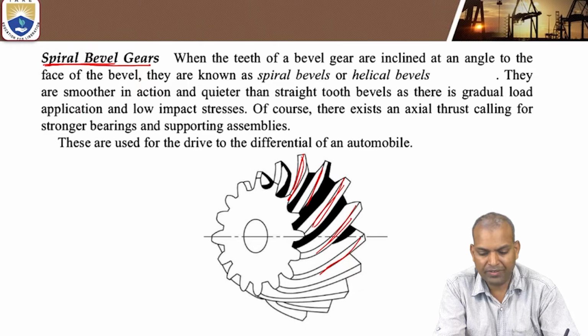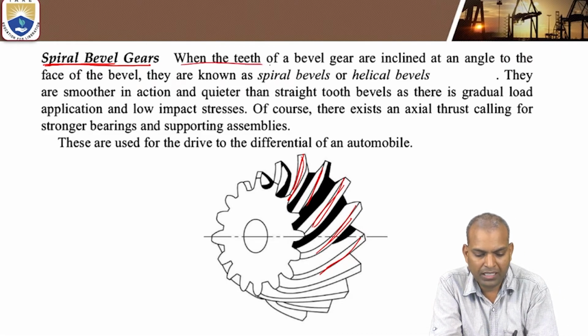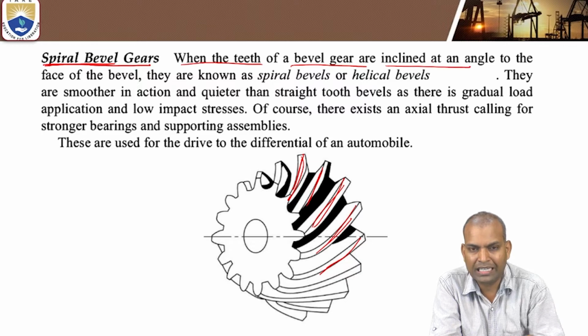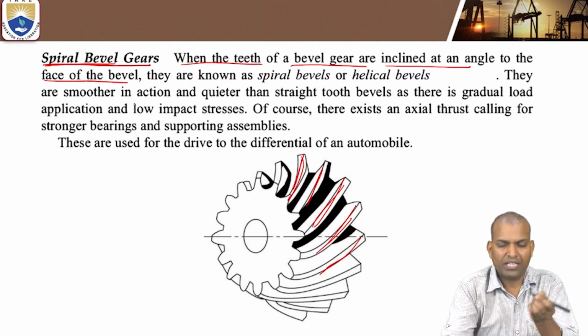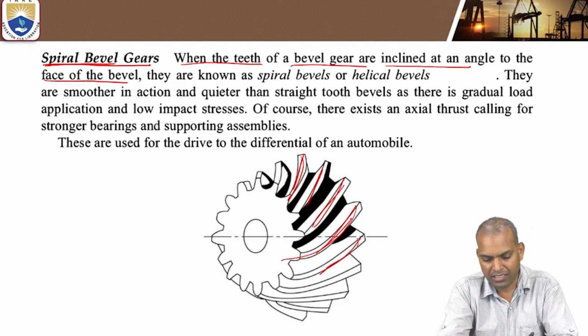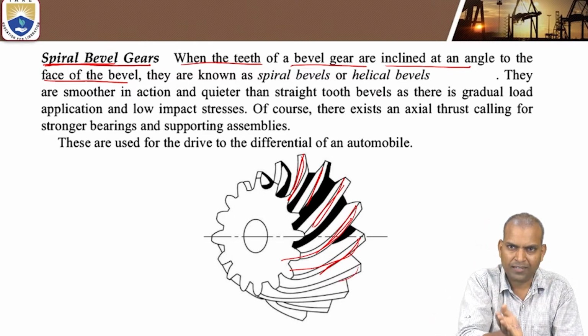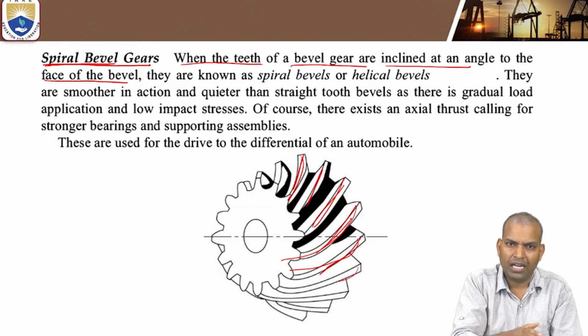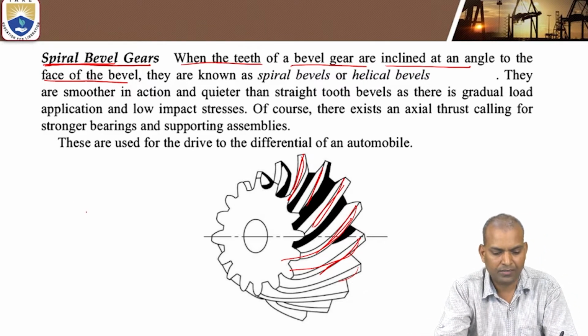Very important is that the spiral bevel gear can also be called a helical bevel gear. When the teeth of a bevel gear are inclined at an angle to the face of the bevel, they are known as spiral bevels. You can see the spirals. It is not straight. It has some curvature and some inclination, unlike the straight bevel gears we have seen.